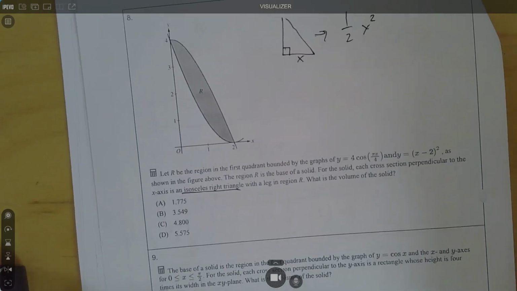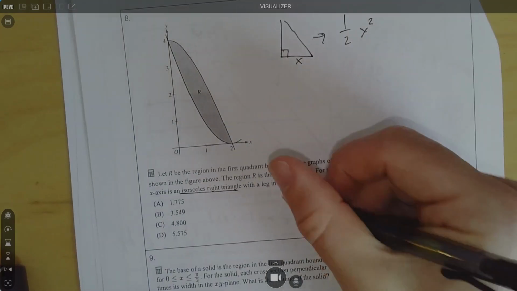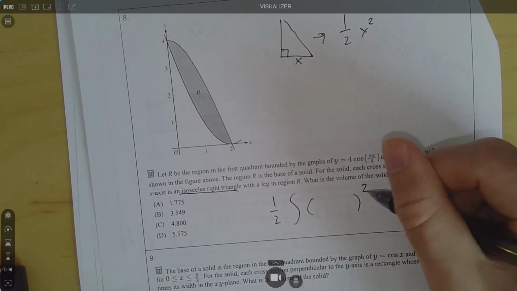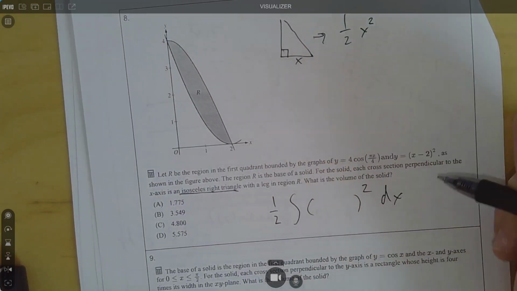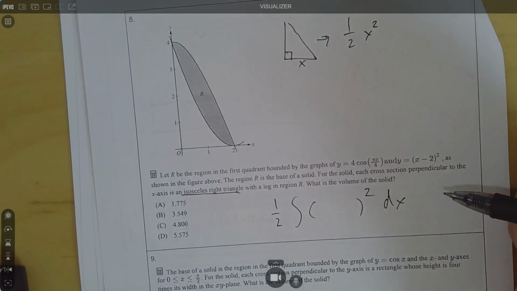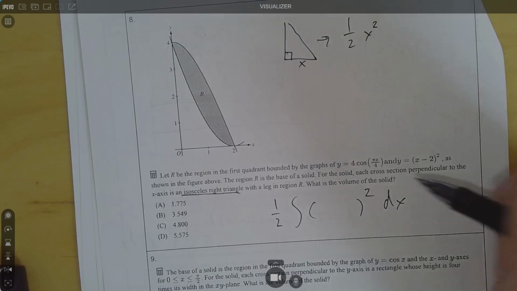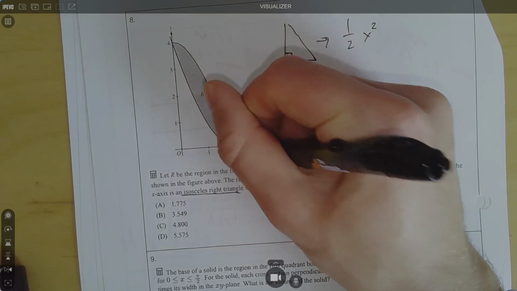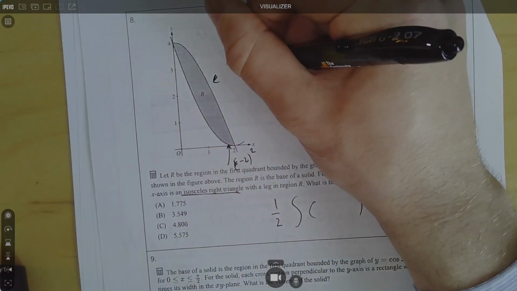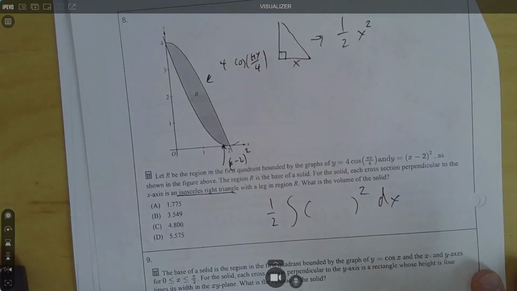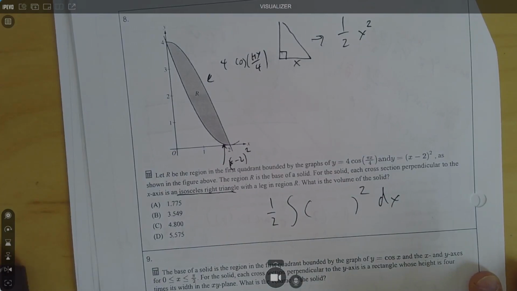So the area of this is 1/2 x squared, where this is x. Okay, so pretty easy to set this one up. It's going to be an integral. It's going to be a 1/2 out front, and then we're going to square the x, and the x is just going to be high minus low. I'm certain that that's x minus 2 squared, and this is for 4 cosine pi x over 4. If you were not sure which one was which, you could just plug it in the calculator. But I know that's the case.